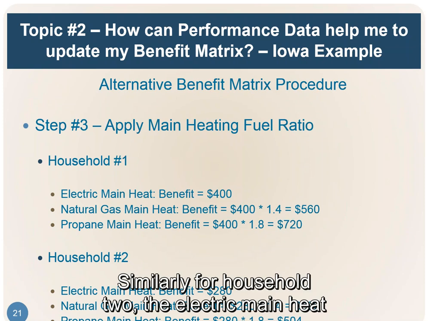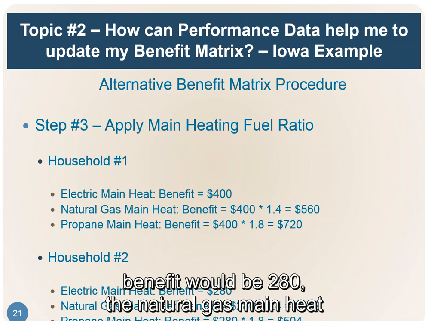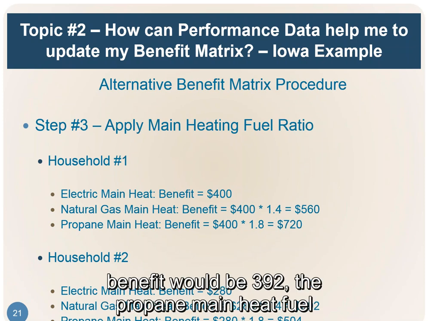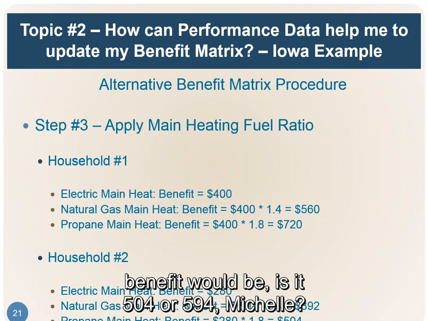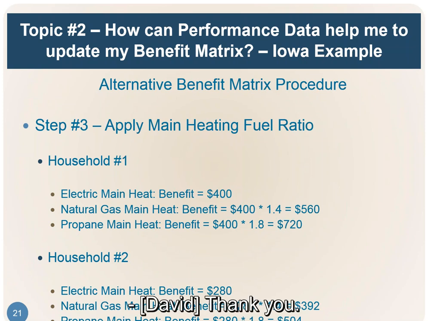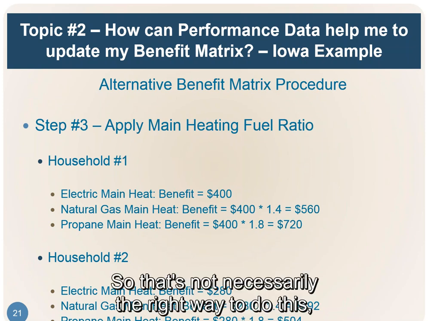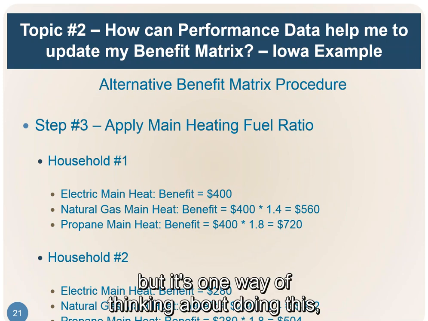Similarly, for household 2, the electric main heat benefit would be $280. The natural gas main heat benefit would be $392. The propane main heat benefit would be, is it $504 or $594, Michelle? $504. Thank you.